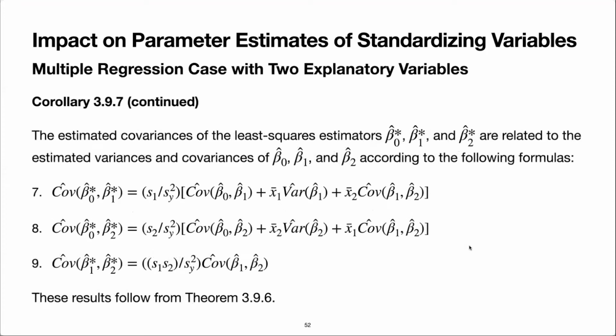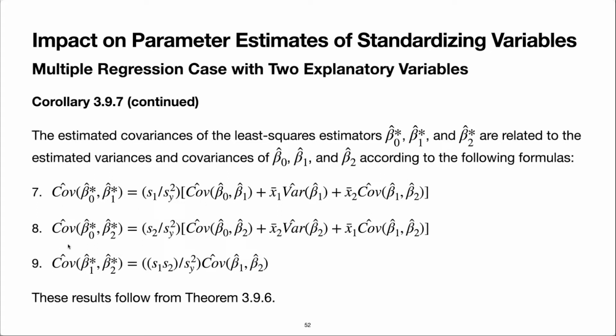All right, and then finally, the estimated covariances of the least squares estimators, beta 0 star hat, beta 1 star hat, and beta 2 star hat are related to the estimated variances and covariances of beta 0 hat, beta 1 hat, and beta 2 hat, according to the following formulas. So we have the estimated covariance of beta 0 star hat and beta 1 star hat, given by this expression. This involves the estimated covariance of beta 0 hat and beta 1 hat, the estimated variance of beta 1 hat, and the estimated covariance of beta 1 hat and beta 2 hat.